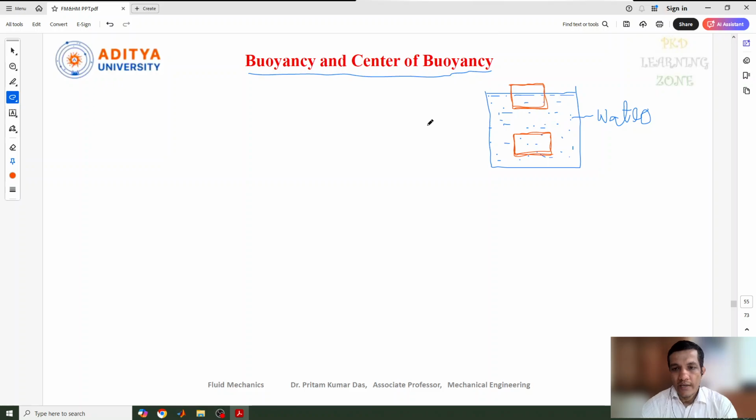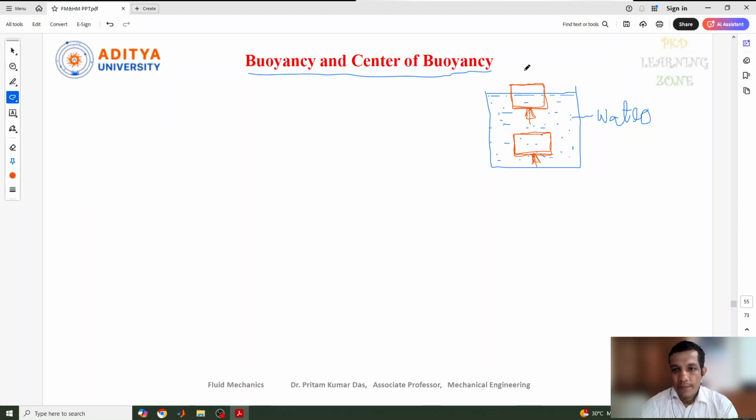Now, for both conditions, there will be a force acting on this object due to the water, and the force always tries to make this object lift upside. That is the concept of buoyancy. Even for that condition, here also the force will be acting on this object, and the force acting on the object will always try to move the body upside. And that is the concept of buoyancy.